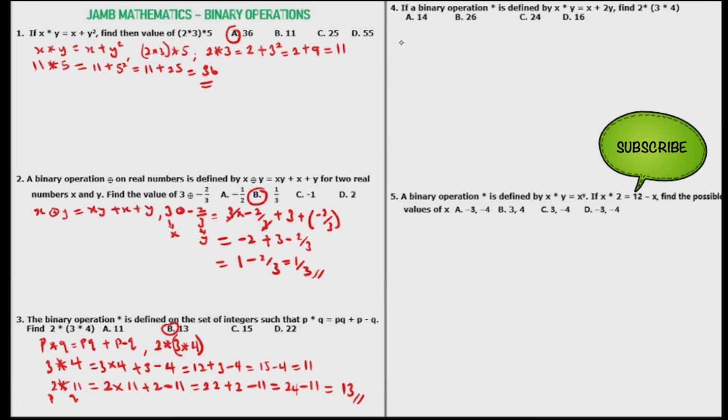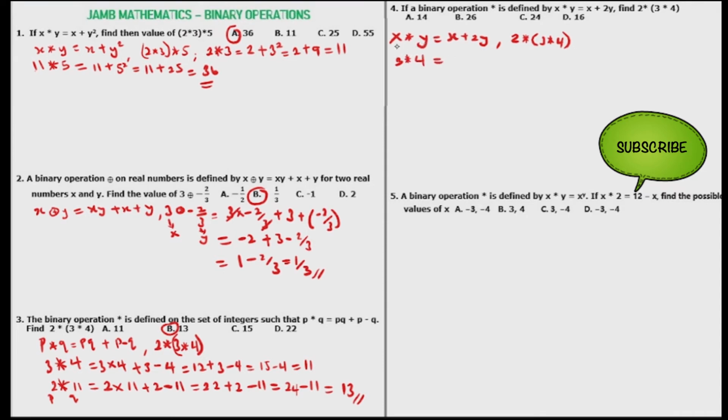Now let's move to the other question. Question number 4. The operation given to us is X asterisk Y equal to X plus 2y. We are asked to find the value of 2 asterisk open bracket 3 asterisk 4 close bracket. They all seem similar, but you have to be careful with it. Solve the one in the bracket first: 3 asterisk 4.